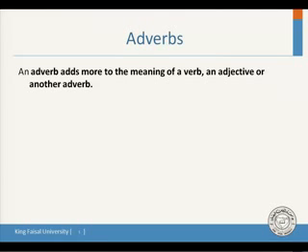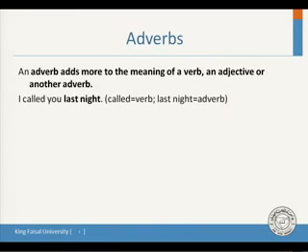What's an adverb and what does it do? An adverb gives or adds more to the meaning of a verb or an adjective or another adverb. For example, I called you last night. Last night is an adverb of time, and it tells us more about the verb call, called. I called, verb, when did I call you? Time, last night.